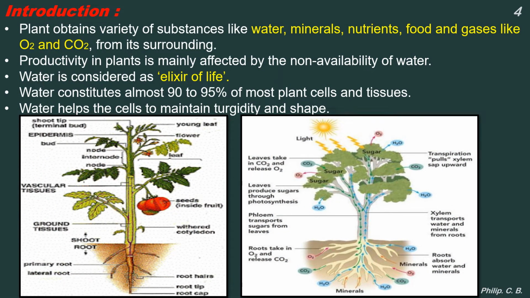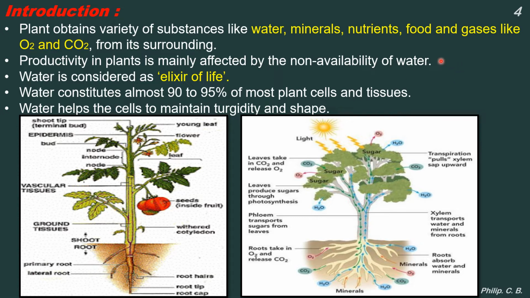Now coming to the introduction part of the topic, plants obtain variety of substances like water, minerals, nutrients, food and gases like oxygen and carbon dioxide from its surrounding, right? Now plants take up all these things, mainly O2 and CO2 from its surrounding. Productivity in plants is mainly affected by the non-availability of water.